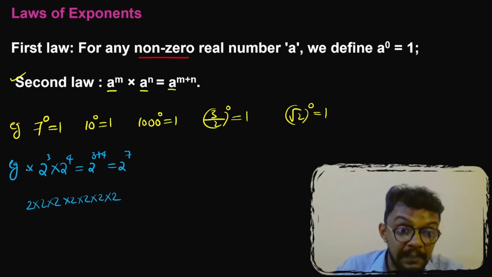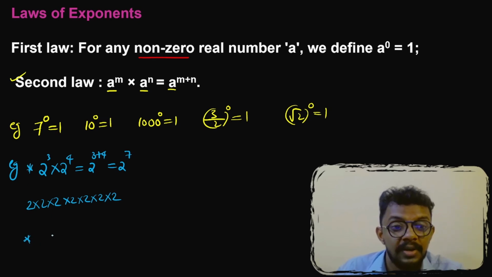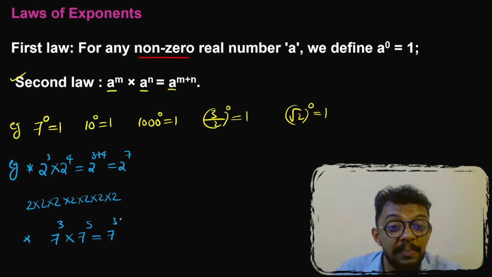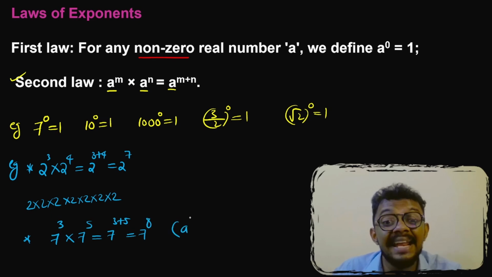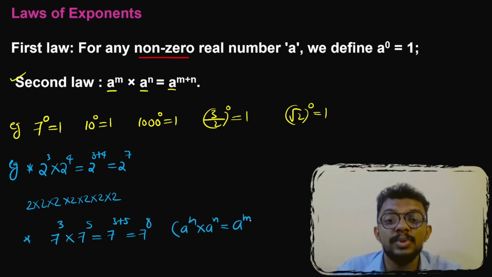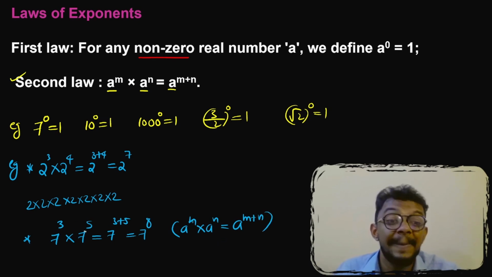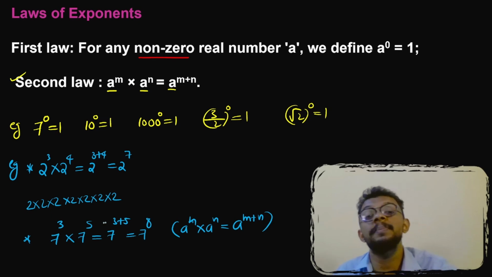Simple. Maybe you need more examples. What is 7 raised to 3 into 7 raised to 5? The answer is 7 raised to 3 plus 5, which is 7 raised to 8. The rule is a raised to m into a raised to n is a raised to m plus n. If the base is the same, then the powers will get added.